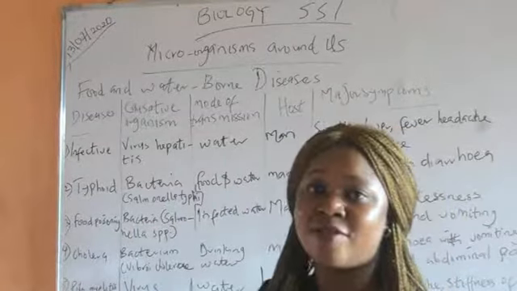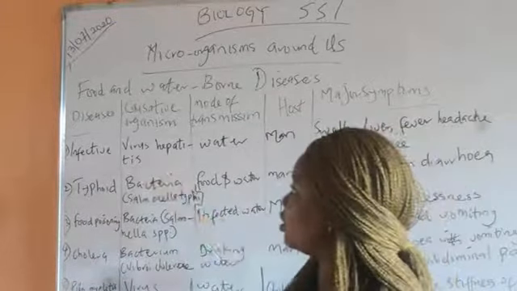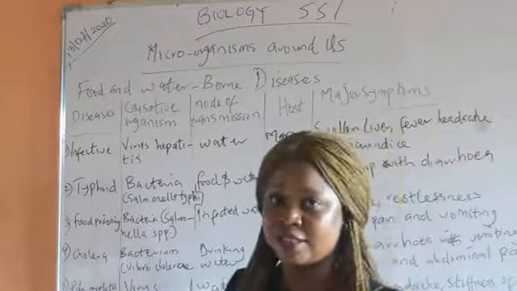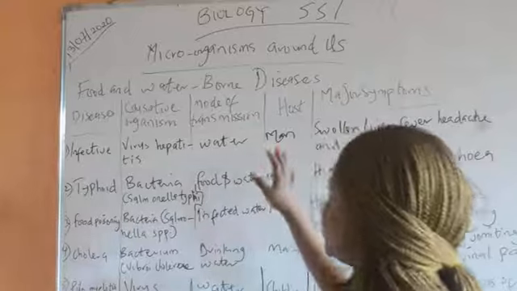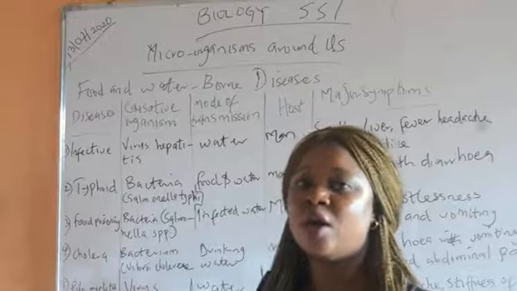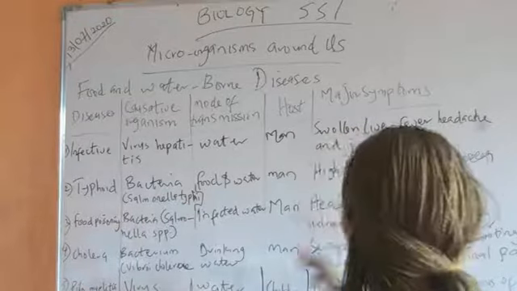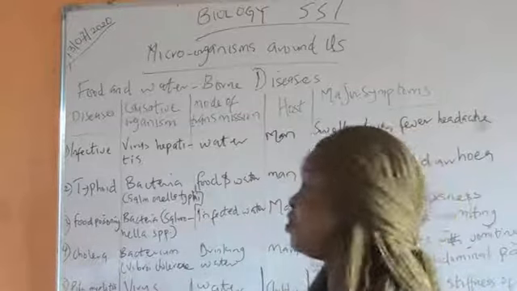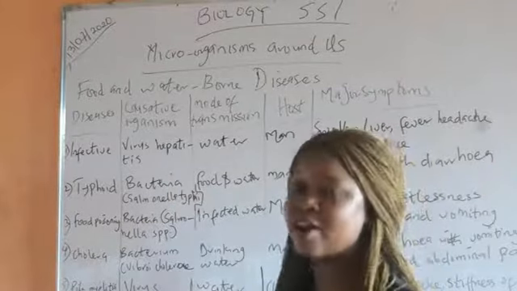So the first disease is infective hepatitis, and the causative organism is the hepatitis virus. You've heard of the word hepatitis before. We have hepatitis A, B, and C. The mode of transmission is through water. The host is man, both male and female of any age. The major symptom of hepatitis is swollen liver. It's majorly a liver problem: swollen liver, fever, headache, and jaundice. So these are the major problems caused by this hepatitis virus.